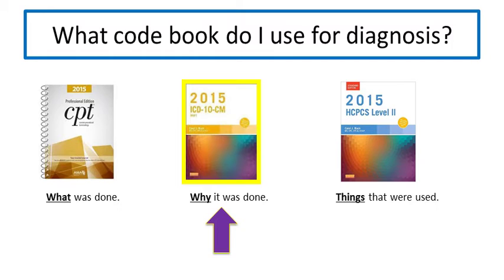HCPCS Level 2, pronounced HCPCS, stands for Healthcare Common Procedural Coding System. This book provides codes for some special services for Medicare and Medicaid, as well as durable medical equipment. Wheelchairs, nebulizers, eyeglasses, and drugs are a few examples of the items you will find codes for in the HCPCS Level 2.